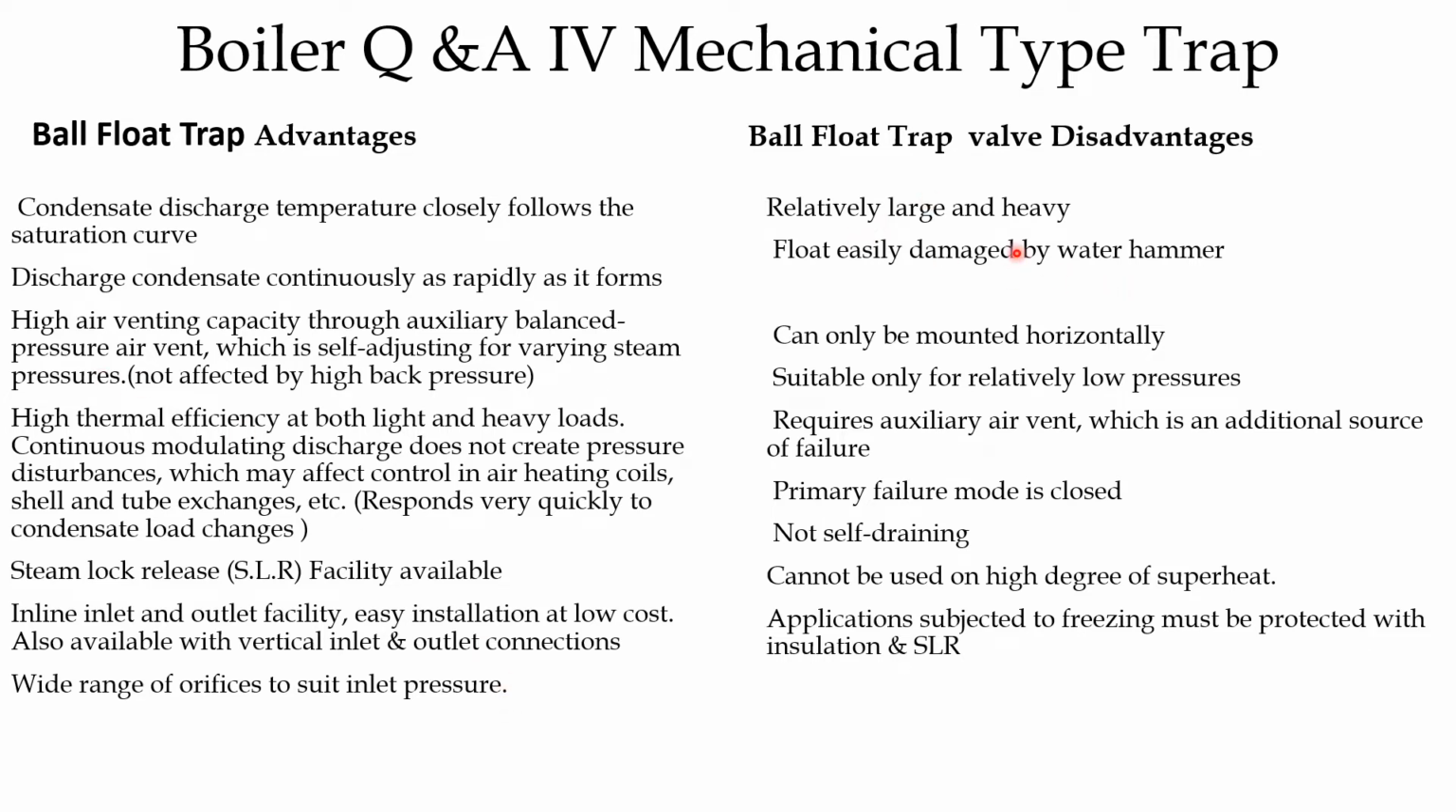Now the disadvantages. It is very large and heavy. The float is easily damaged by water hammering. It can only be mounted horizontally and is suitable only for relatively low pressure. It requires an auxiliary air vent, which is an additional source of failure. The primary failure mode is closed, so you cannot check whether the function of the trap is correct or not, as its failure mode is closed. No self draining. Cannot be used at a high degree of superheat. Applications subjected to freezing must be protected with insulation or steam lock release.